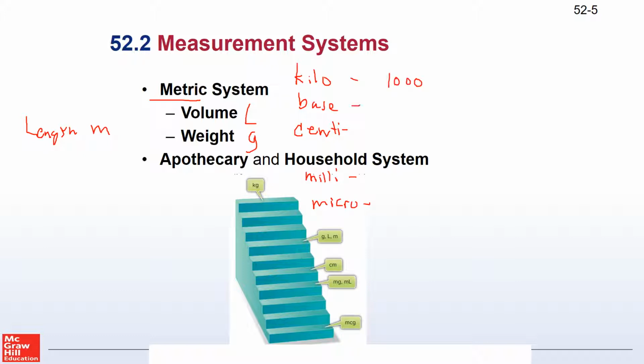The base unit has a value of 1. Centi means 1/100th. Milli means 1/1,000th. Micro means 1 millionth. Oh, very nice. You guys are recalling. Everyone's taking notes today. Very nice. All right, so what does that mean?